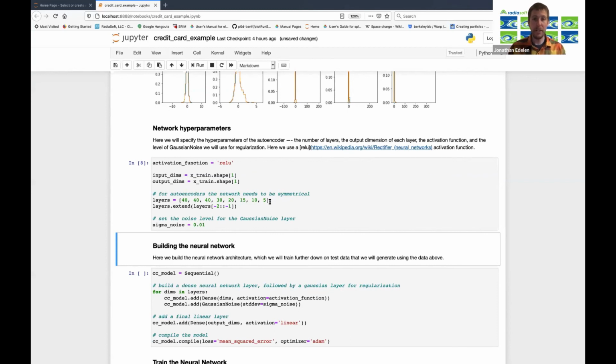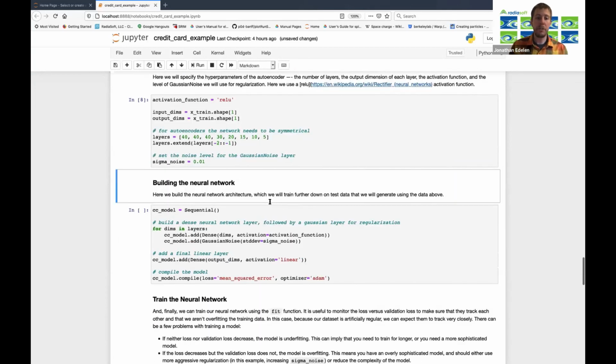You can use a grid search. There's a lot of different things you can do to optimize the architecture. But it's definitely one of the things where it can be a labor-intensive process to find the right network structure.